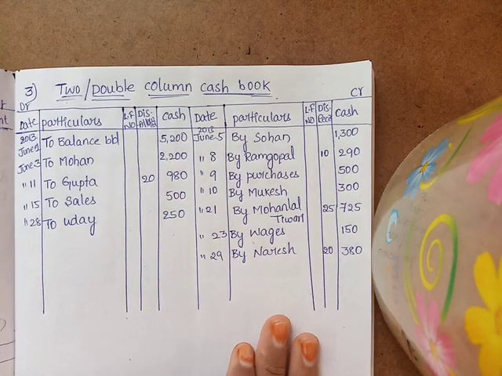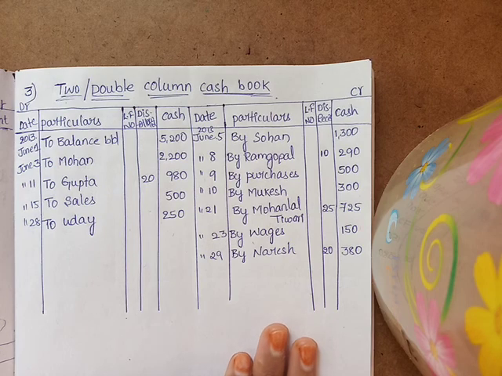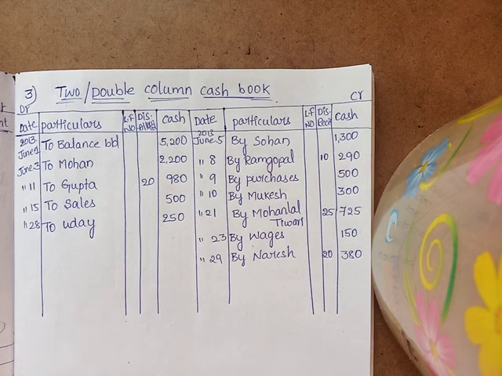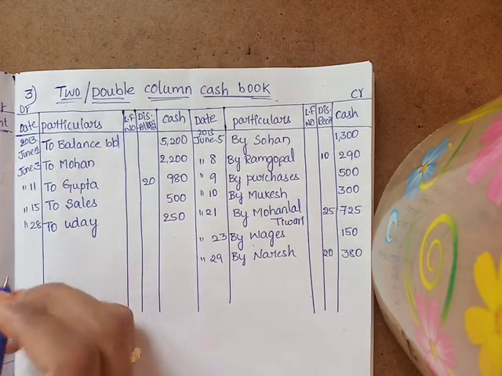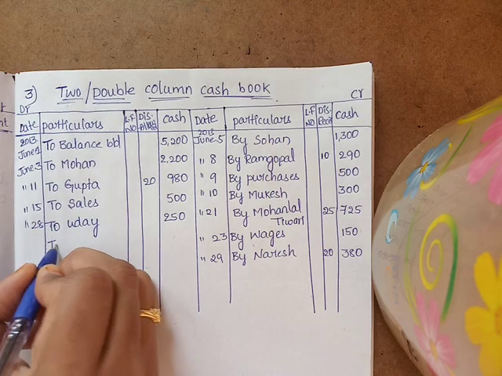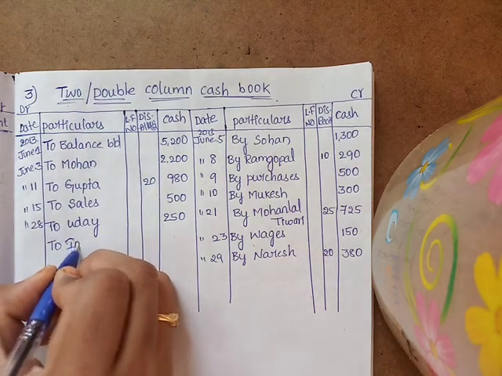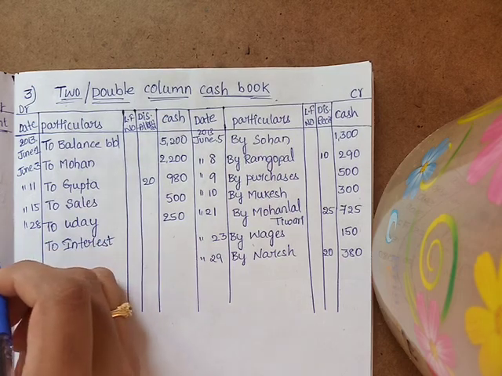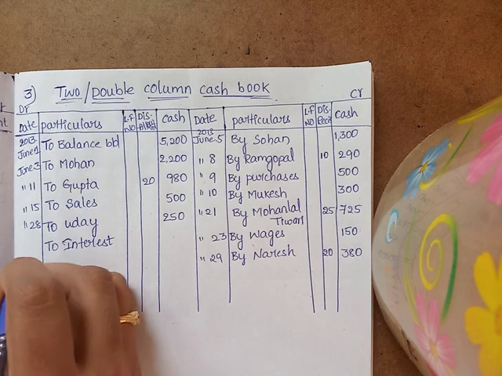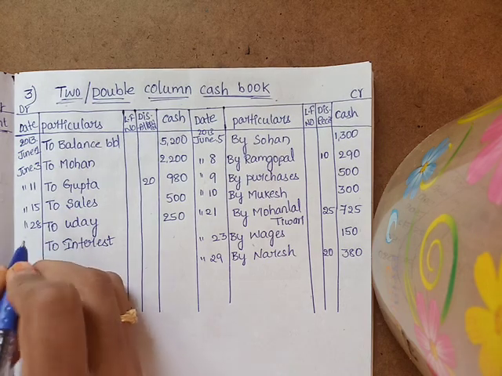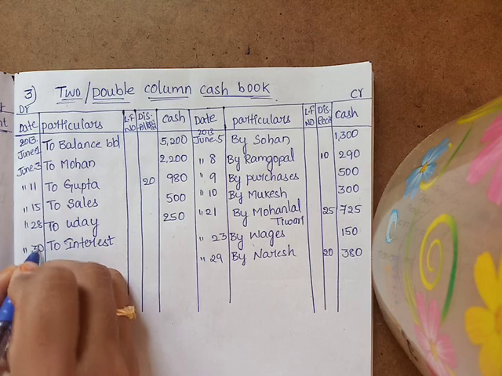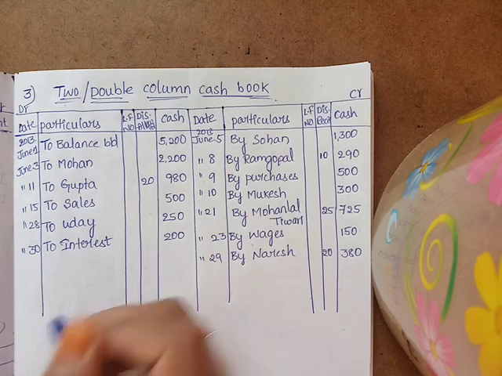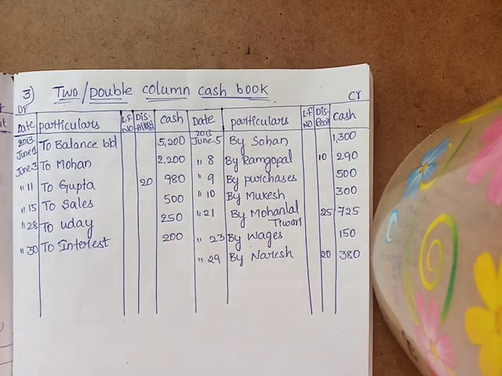Next is received entry. Entry is cash account debit to interest account. Cash account which side is it getting? On the debit side now. So on the debit side of the cash book, to interest, on June 30. How much is the amount? Rupees 200. Okay, so all the transactions are completed.